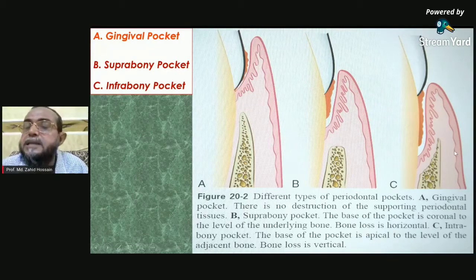And the second one is the infrabony. You see the pocket extends apically and the bone loss is such a pattern that the pocket extends inside the bone, with some portion of the pocket inside the bone. So it's called an infrabony or intraalveolar or intrabony pocket. Of these two types, for the supraalveolar or suprabony pocket, the bone loss is horizontal. For the intrabony or infrabony pocket, you will find the bone loss is angular or vertical. Very important to remember.